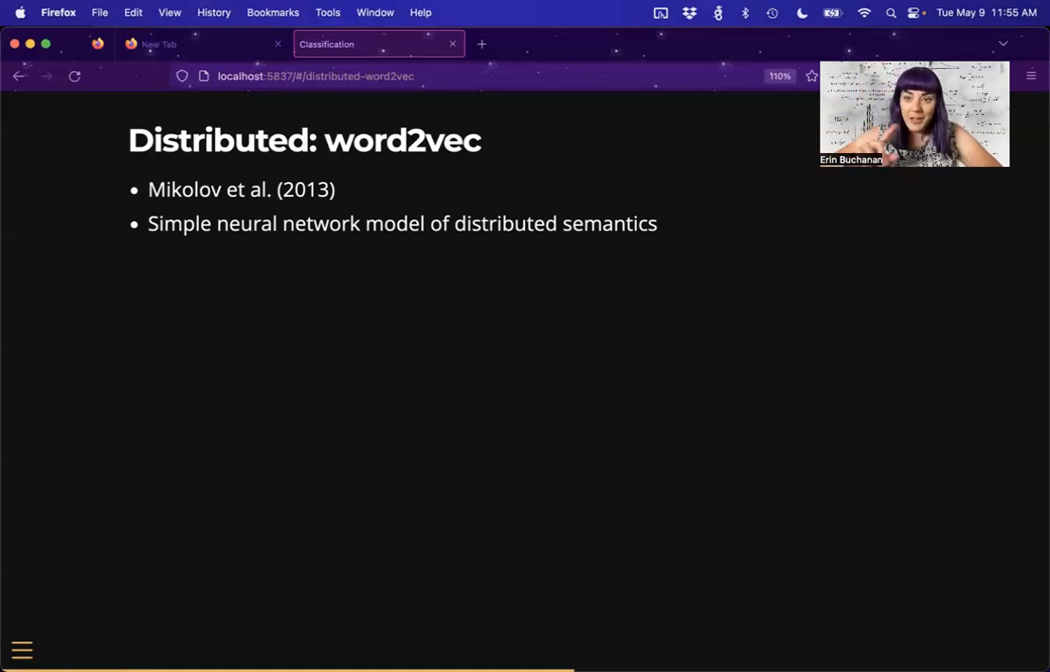Word2Vec uses one hidden layer in the middle. Okay? And so it is a simple model because it has one layer. Sometimes they're called shallow models. I think simple model is a little bit easier to remember.